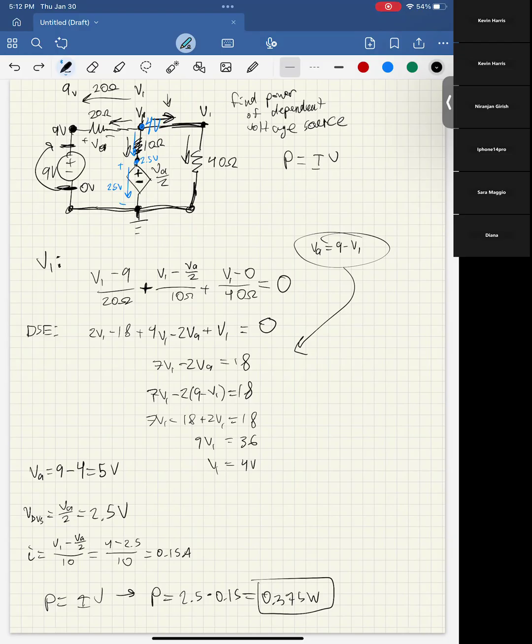You have two equations, two unknowns, three equations, three unknowns, etc. And then you solve the equations and you get your answer. Okay, to address the questions here.